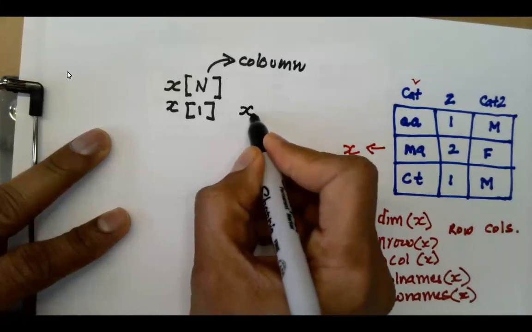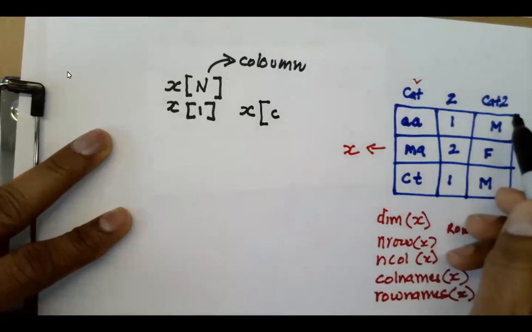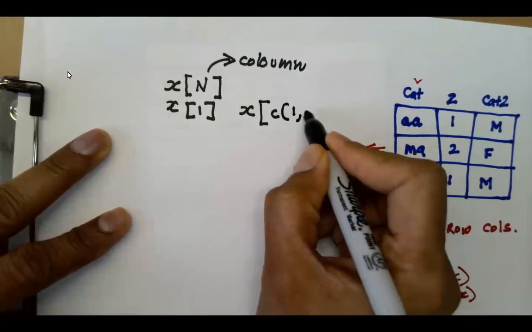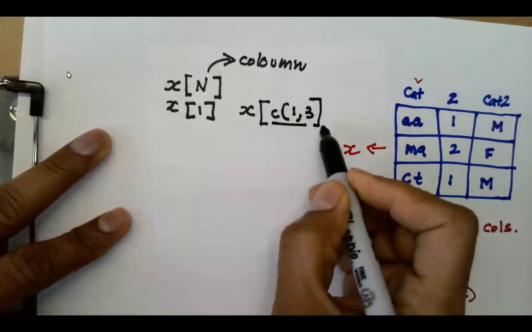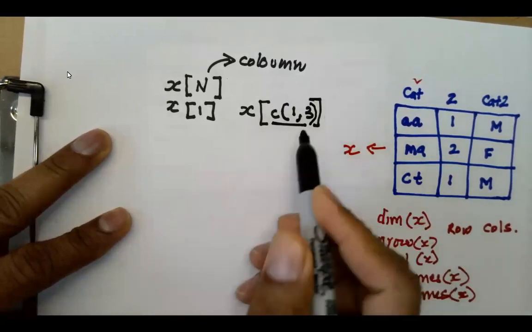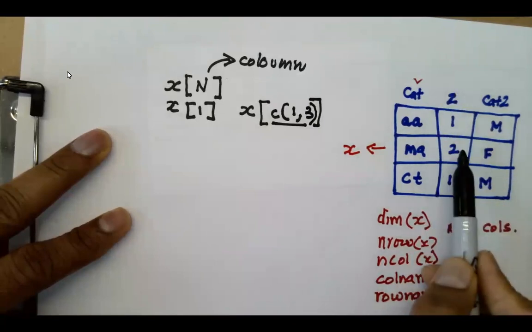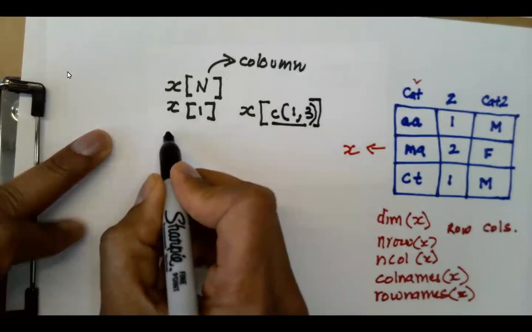That is generally done as X square bracket, and the columns we would like to pick up, we provide in the form of a vector. So we'll say first column, third column. This is a vector as an input, but what we are trying to do is subset. The output will be this column and this column, avoiding the second column. Okay, these are some of those ones.